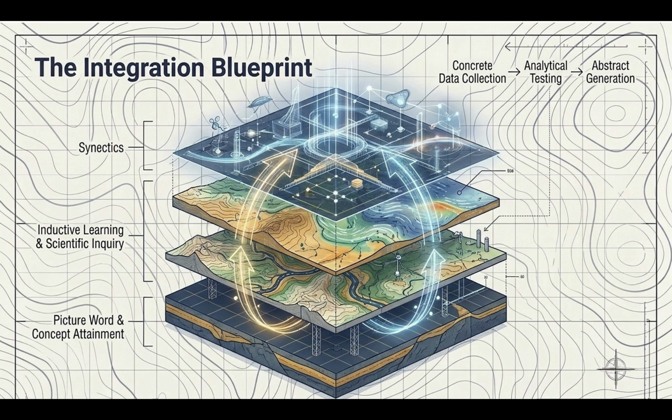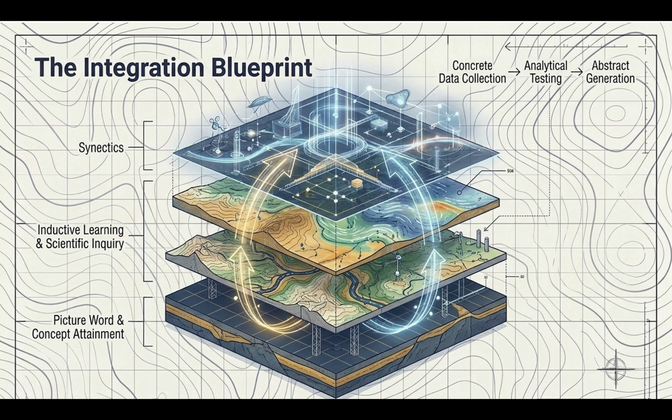This slide presents the integration blueprint of the model. The learning process begins with concrete data collection. Students observe landscapes, identify vocabulary, and classify features using the Picture Word Inductive Model and Concept Attainment. The process then moves toward analytical testing. Through inductive learning and scientific inquiry, students identify relationships, formulate hypotheses, analyze spatial information, and test their ideas.